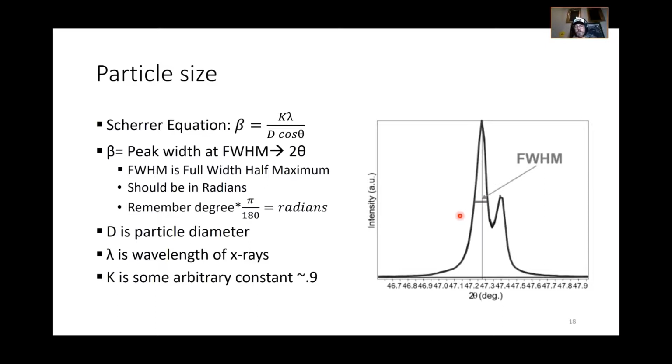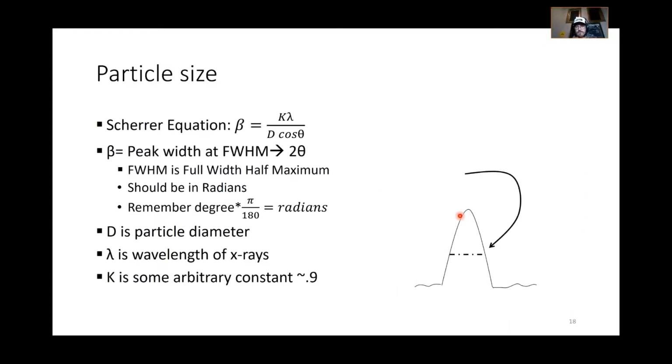Full width half maximum, if I didn't explain it, is the width of your peak halfway to the top. Sometimes it's hard to figure out where you measure from, from the bottom to the top. So it's important to get rid of noise. And let's work out a problem talking about particle size, shall we?